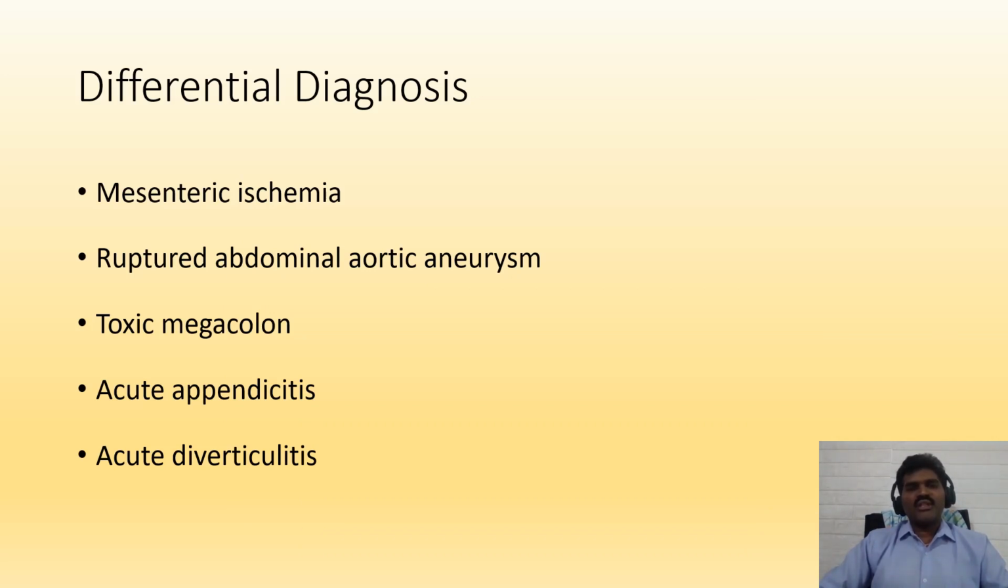Coming to the differential diagnosis of abdominal compartment syndrome, the most common is mesenteric ischemia. Patient presents similarly with abdominal distension and abdominal pain. Pain will be disproportionate to the clinical findings that you have. A ruptured abdominal aortic aneurysm, toxic megacolon, acute appendicitis, acute diverticulitis, all these conditions again in turn can cause acute abdominal compartment syndrome.